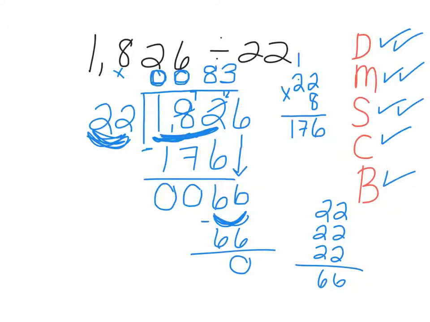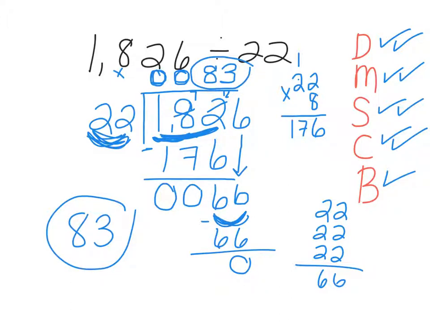Let's check. Is 0 less than 22? It is, so we've done our work correctly, hopefully. We have nothing else to bring down, and we are done. So our answer to this, notice there's no remainder, is 83. So my quotient lives above the dividend here. You can either stop the video here, or we're going to go on to work on a problem that has a remainder.